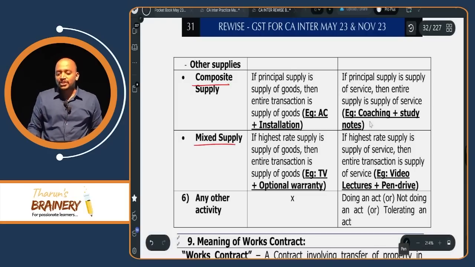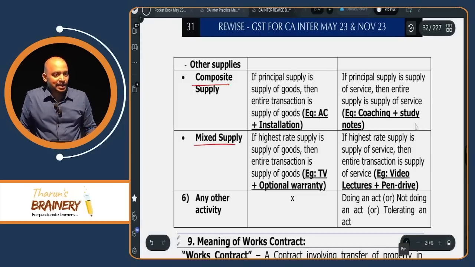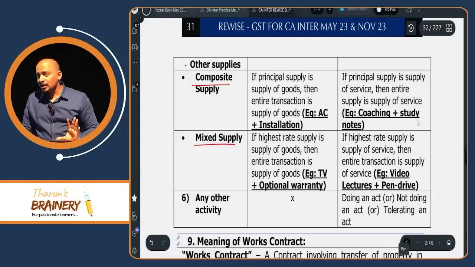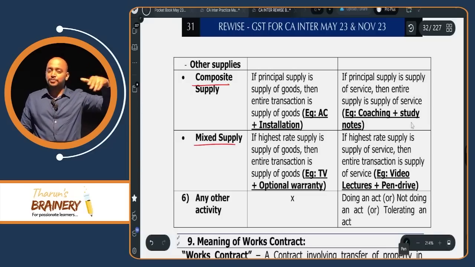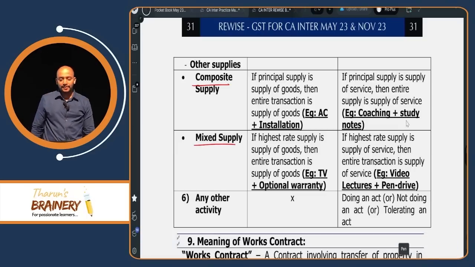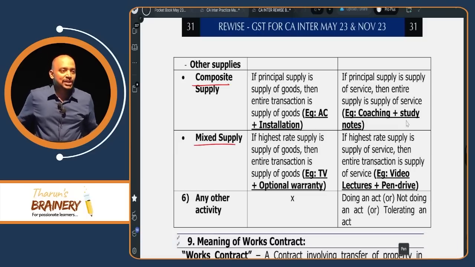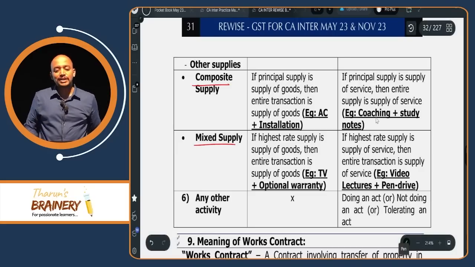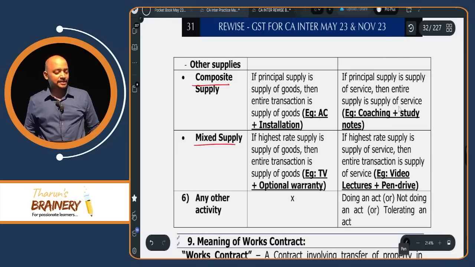Same way, coaching plus study notes. Coaching plus study notes, study materials, but these are not published. So, these are actually composite supply. Why it will become composite supply, later we will see. It is composite supply. What is the principal supply there? Main supply is coaching, and study material is ancillary. Therefore, what is the principal supply, goods or services? Service. So, entirely it will be treated as supply of service.